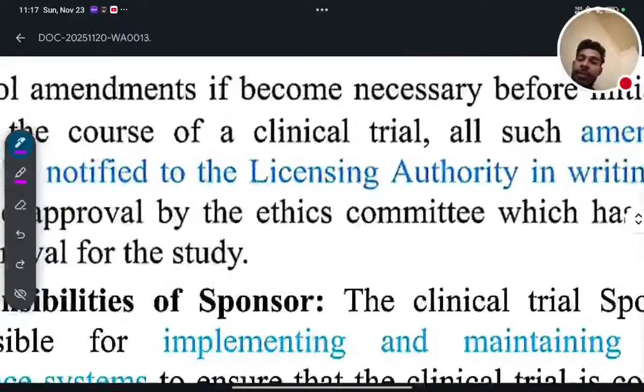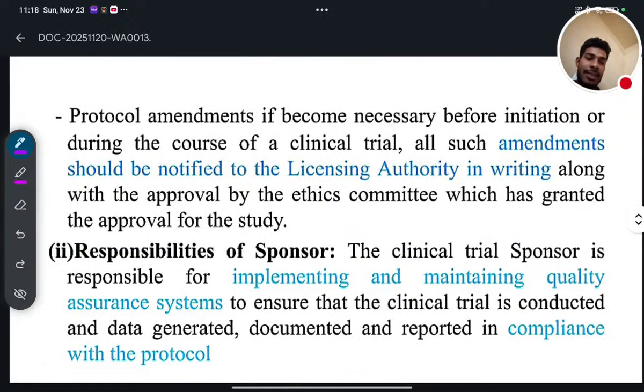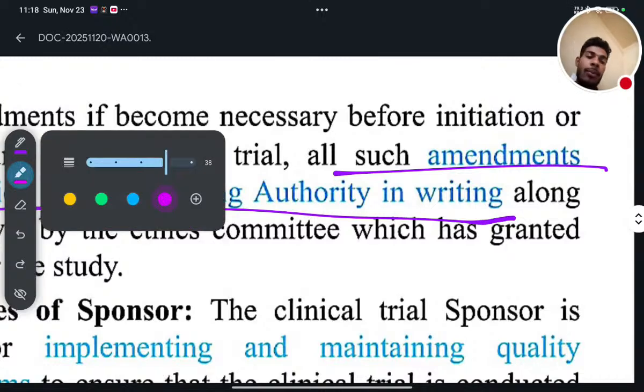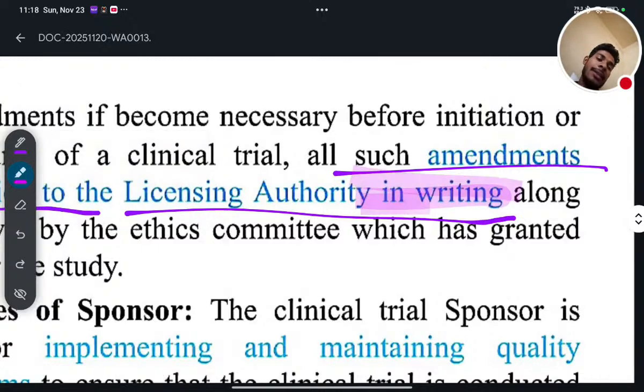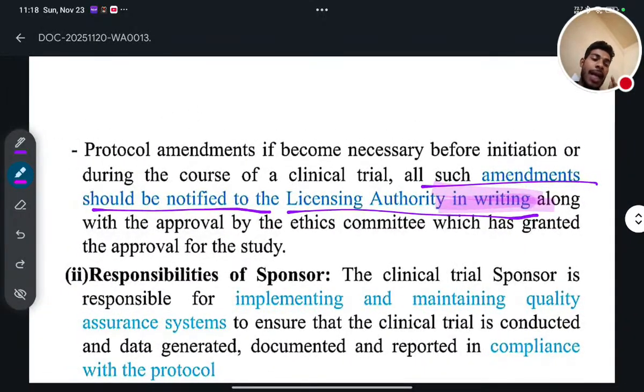Next, protocol amendment. It may become necessary before initiation or during the course of the trial. The details are not important. Simply remember that all amendments should be notified to the licensing authority in writing. That is important: in writing, not by fax or anything else. You should inform all these things in writing, along with the approval by the ethics committee which has granted the approval for the study.